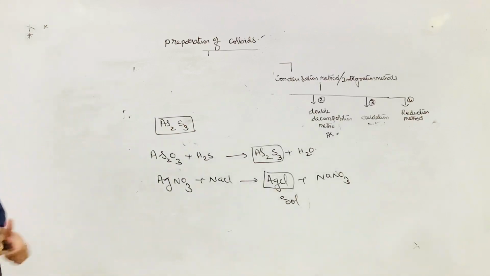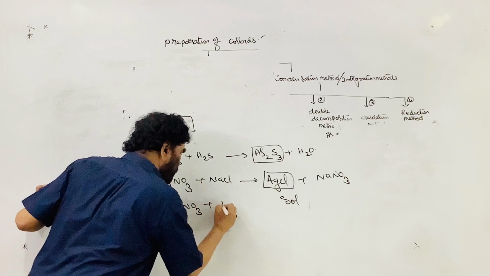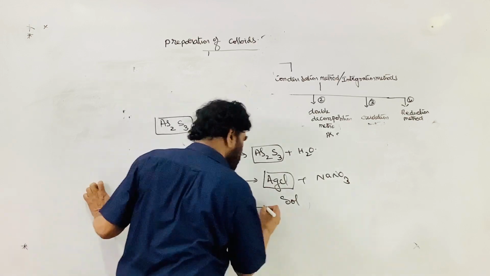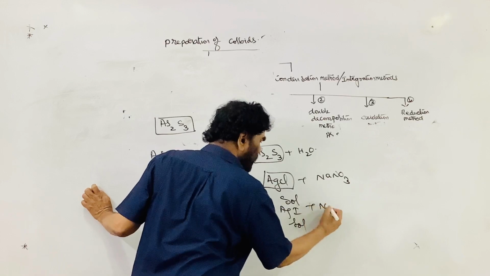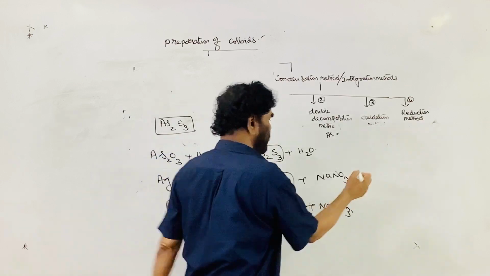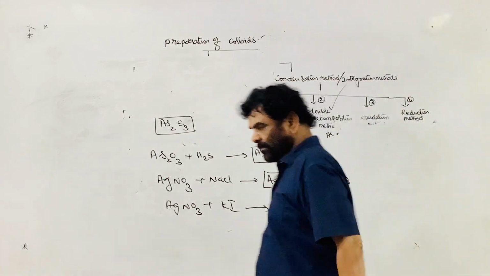Similarly, silver nitrate plus potassium iodide, taken in lesser quantities, gives silver iodide sol, and NaNO3 is formed. This is the double decomposition method.